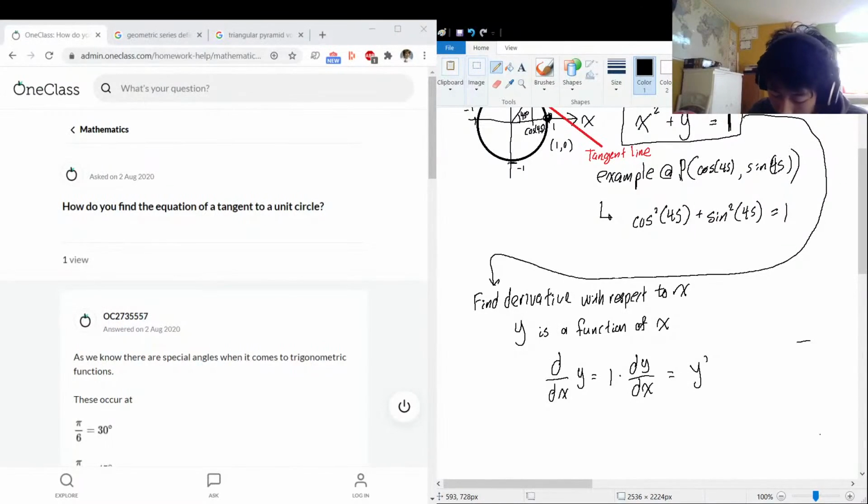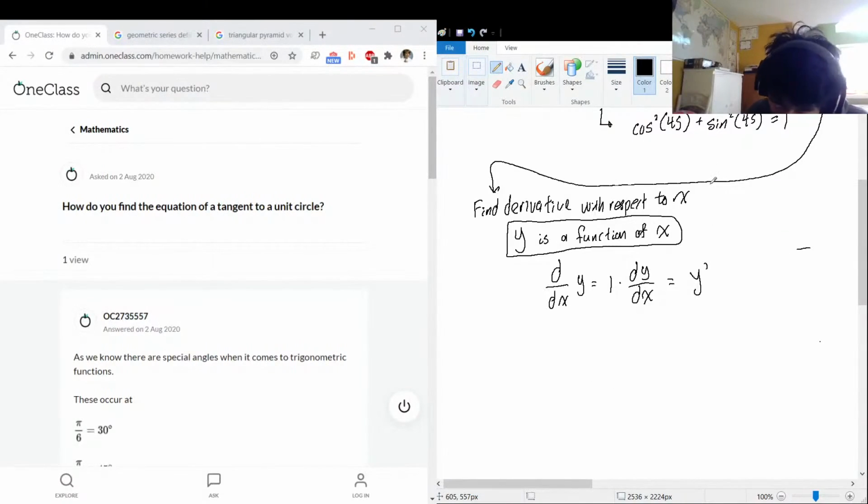Okay, but keep in mind we have to treat y as a function of x. And it will make sense in a minute. So let's rewrite this equation for the unit circle: x squared plus y squared equals 1. And let's take the derivative, or let's isolate y first.